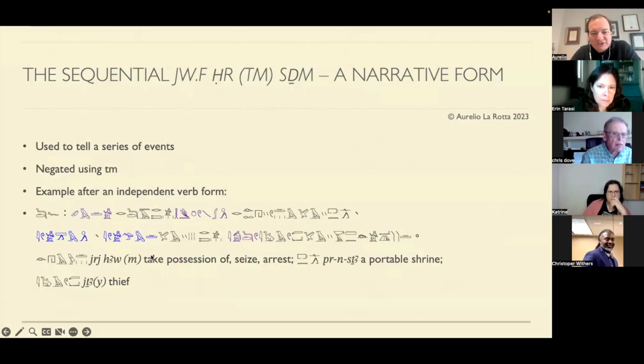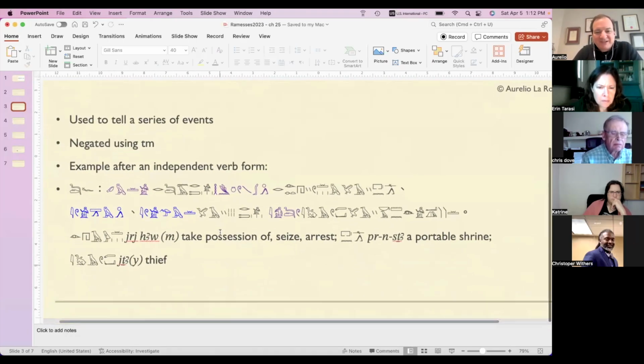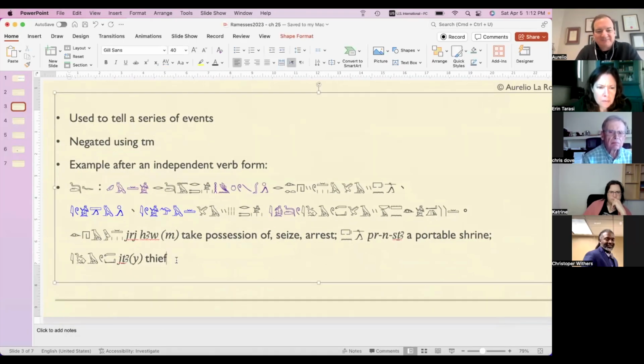Irihau is to take possession of something or take possession of a person, which means to seize, arrest. In this case, we're talking about things, though. Per and Secha is a portable shrine. And this word I think we had before. Icha or Ichau is a thief. So yeah, if anybody wants to try that sentence, it has a few sequentials in there. We can talk about that in a moment. But let's first figure out what it means.